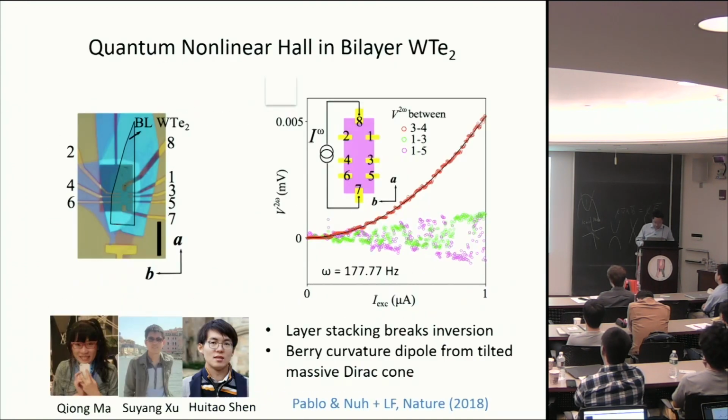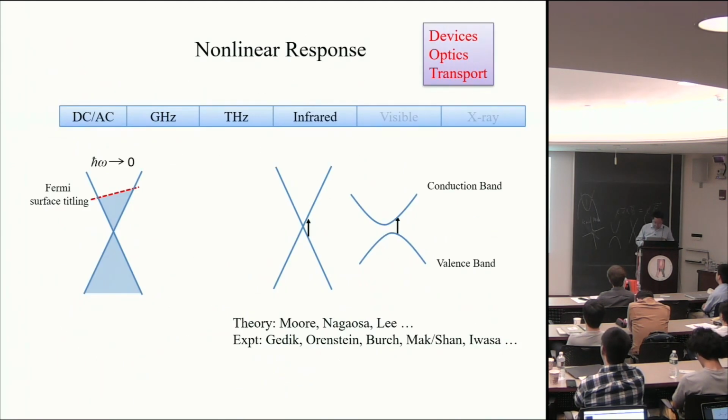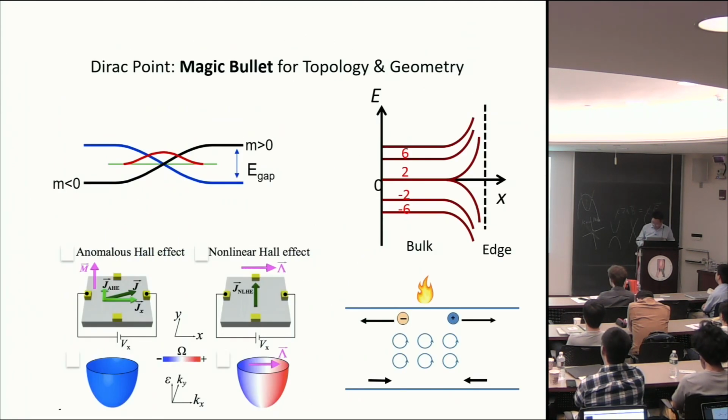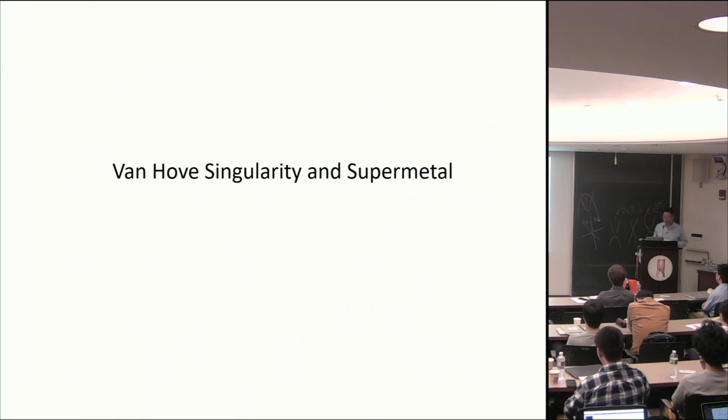Okay, so now let me move on to the next part. So how much time do I have? Half hour? Okay. 20 minutes? Right. So the rest of today's lecture and tomorrow's lecture is on a somewhat different subject. It's more about correlated electron systems.